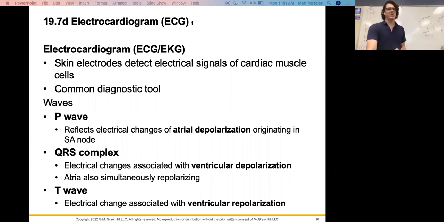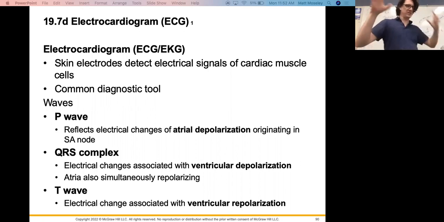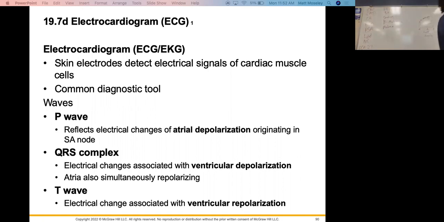All right, so now we will talk about our electrocardiogram. Here in the States, we normally call this an EKG. In Europe, they tend to call it an ECG. ECG, EKG, it's the same thing. Just electrocardiogram. Okay. Basically, we're going to stick some electrodes on their chest, and we're going to measure how the heart is beating.